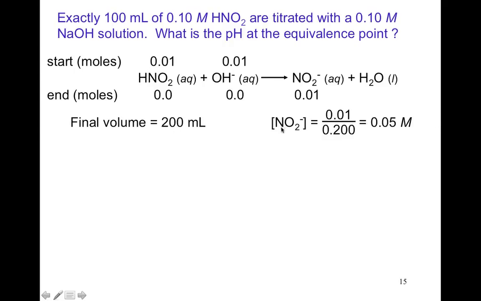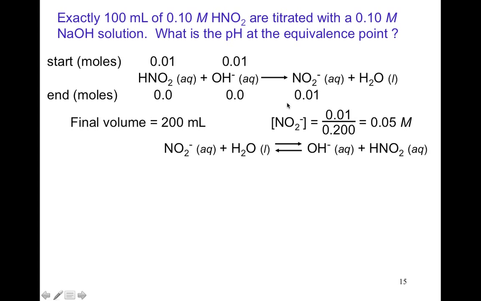So now I can say, okay, my concentration of NO2 minus is my 0.01 moles divided by my 0.2 liters to get a molarity of 0.05 molar. Now, that's great. We found a concentration of what we're producing in the reaction, but our question is for pH. How do you find the pH?